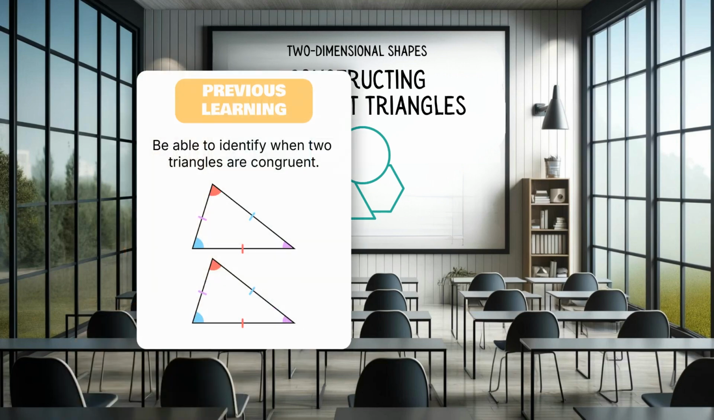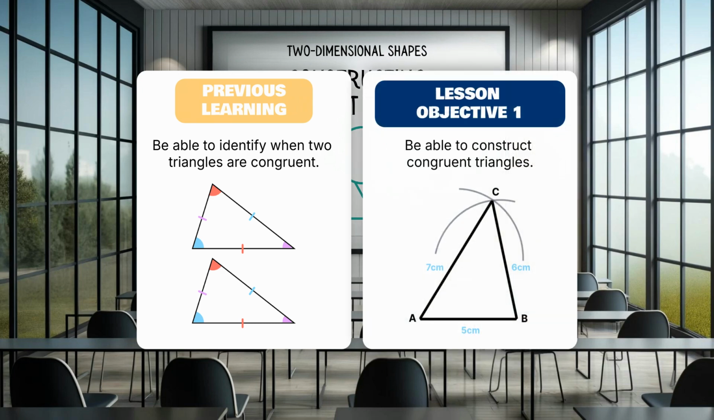We'll begin by reminding ourselves what it means for triangles to be congruent, and we'll discuss the criteria required to prove this. Our main focus will then be learning how to construct congruent triangles ourselves using the criteria we learned last lesson.